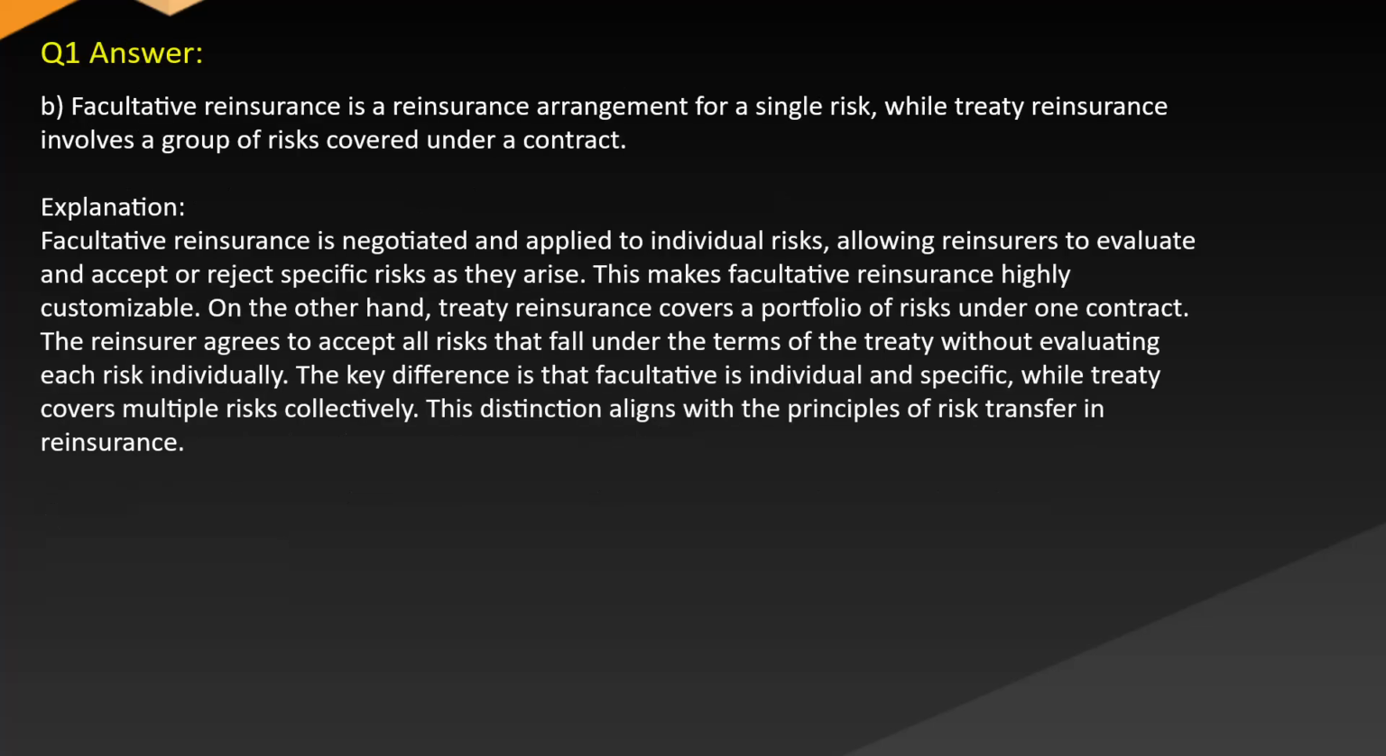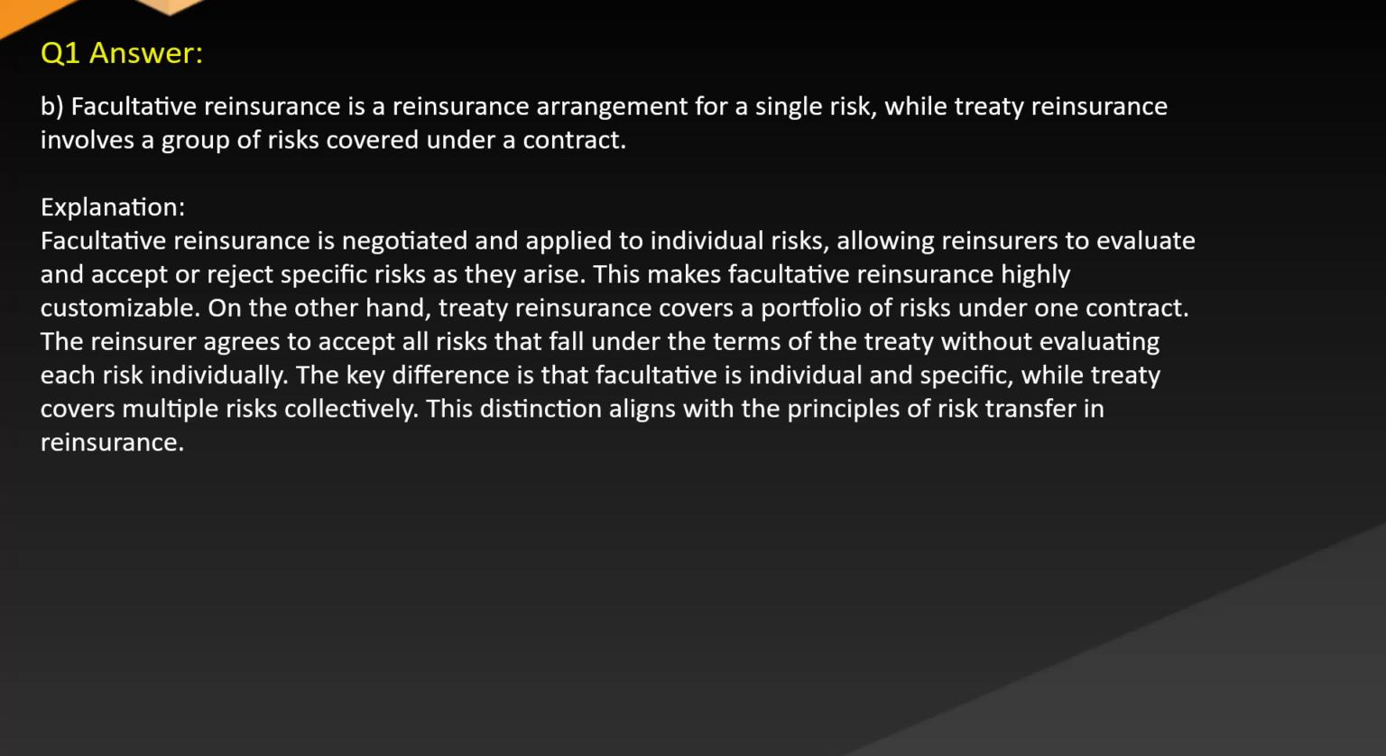Answer: B. Facultative reinsurance is a reinsurance arrangement for a single risk, while treaty reinsurance involves a group of risks covered under a contract. Explanation: facultative reinsurance is negotiated and applied to individual risks, allowing reinsurers to evaluate and accept or reject specific risks as they arise. This makes facultative reinsurance highly customizable.